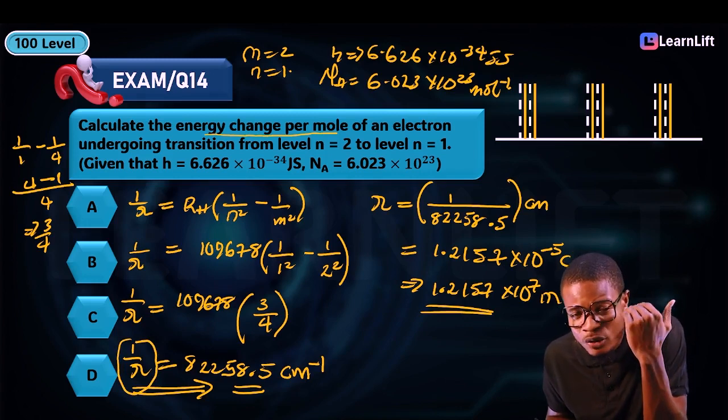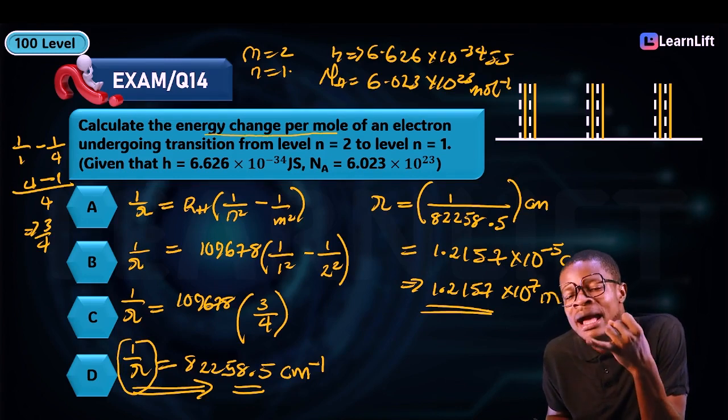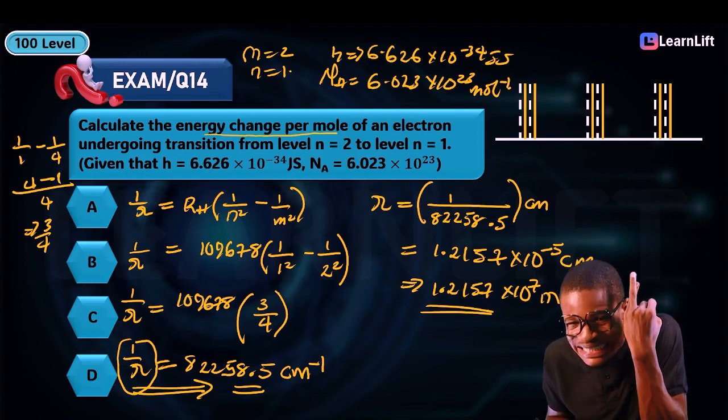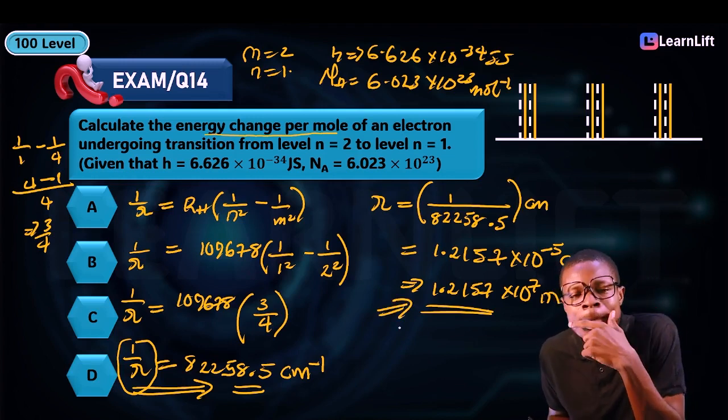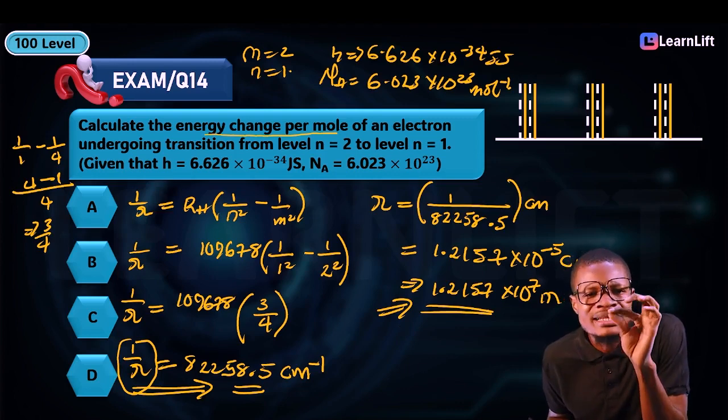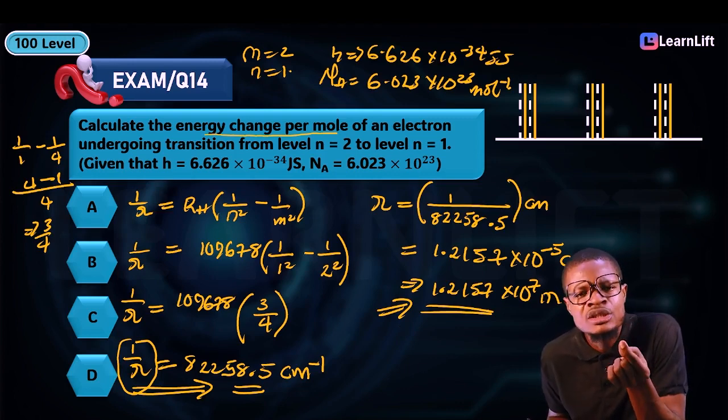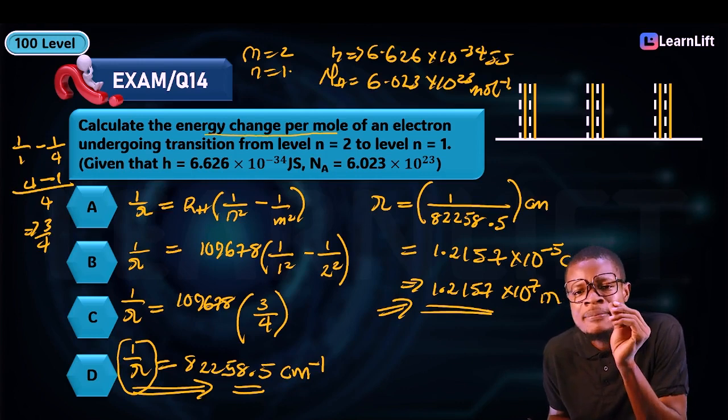Your wave number. Don't forget that. So I've gotten the wave number. If they ask you to calculate for wavelength, this automatically is the wavelength in meters. But that's not what they're asking us for. They're asking us to calculate the energy change per mole. So first, I'll get my energy.